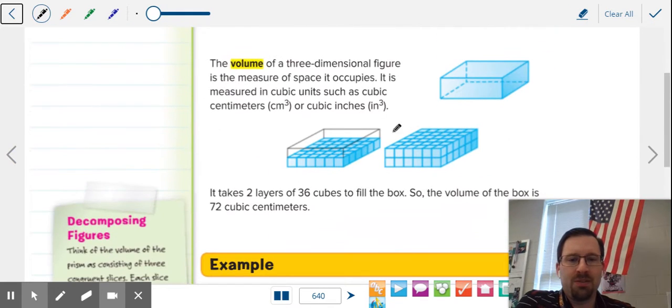Don't forget, when it's three-dimensional, your units should be cubic, whether they're in inches, centimeters, whatever. It's to the third power because it's three-dimensional.